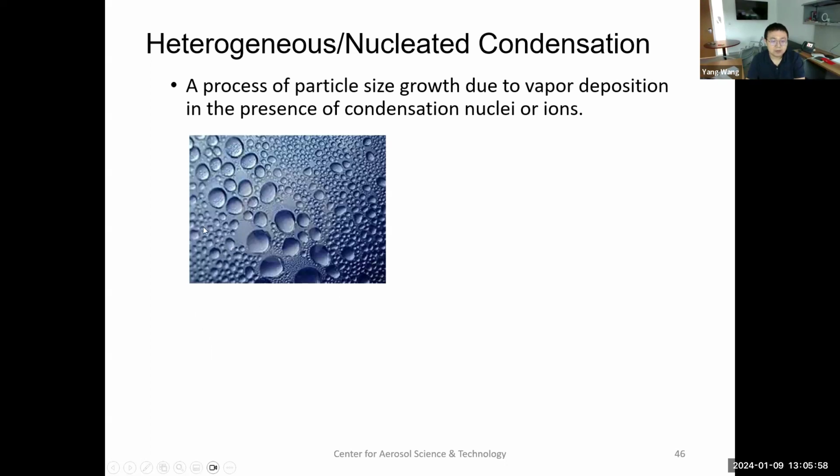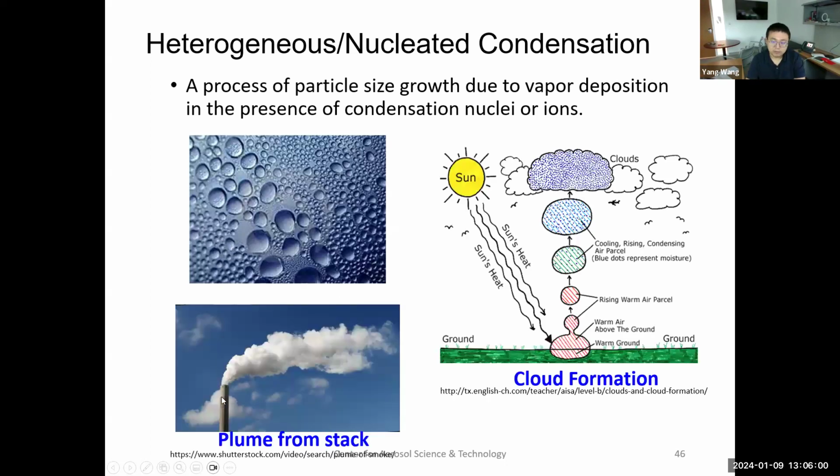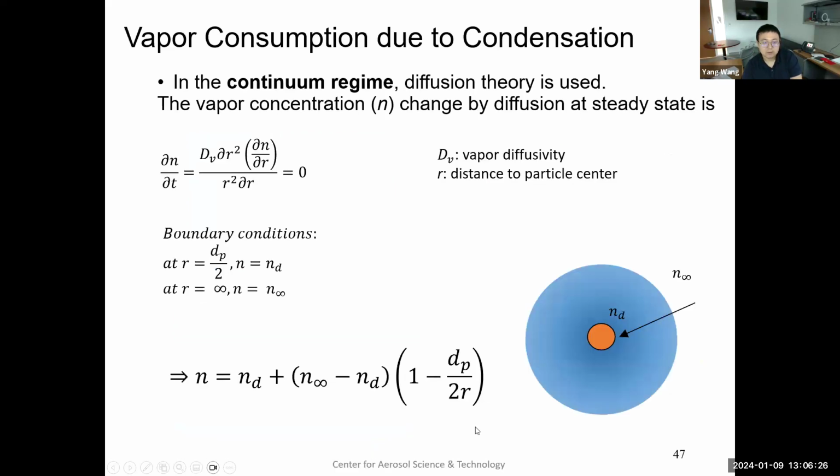For example, a window from the plume, right? Or let's say it's a smokestack where you have highly concentrated water vapor, and when it's emitted into the cooler ambient environment, the water will condense onto the existing particles. And the same thing for clouds, where tiny aerosols rise up adiabatically, and as the temperature cools down, the water will condense onto the particles and form clouds, right?